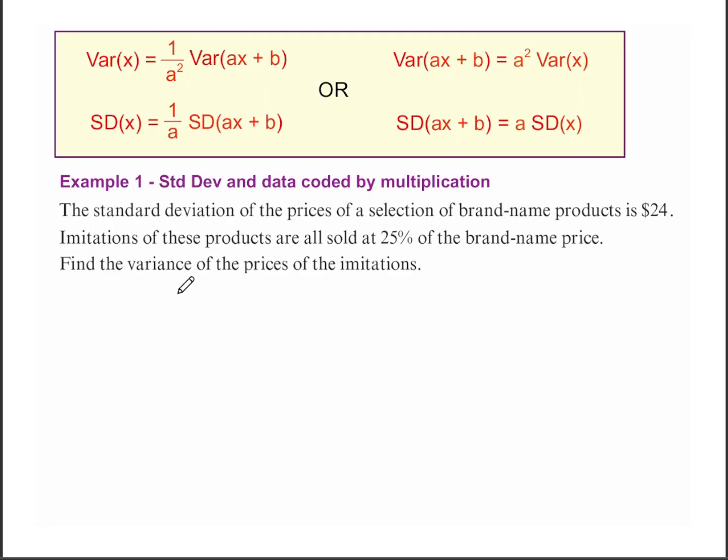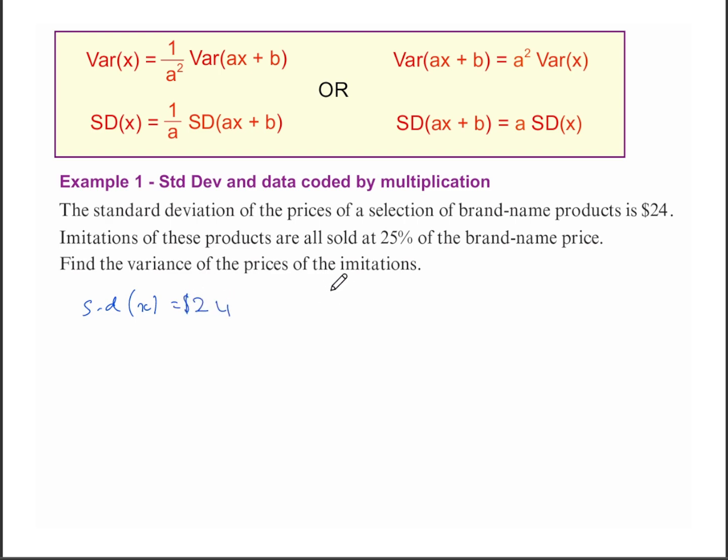Next, we look at an example where the standard deviation of the prices of a selection of brand name products is $24. That's the standard deviation. And imitations of these products are all sold at 25% of the brand name price. And we have to find the variance of the prices of these imitations. So we had that the standard deviation of x is equal to $24.